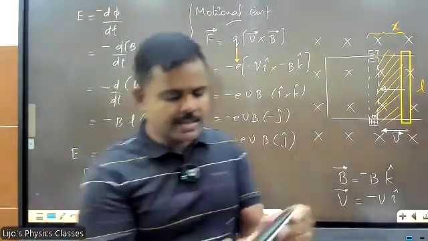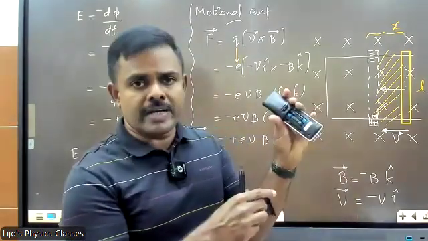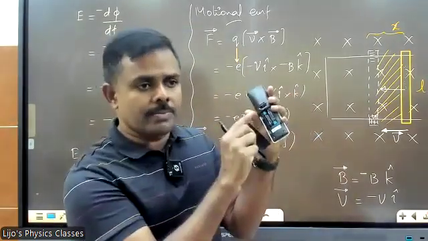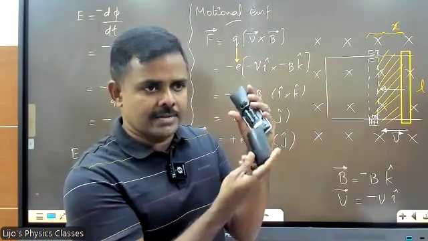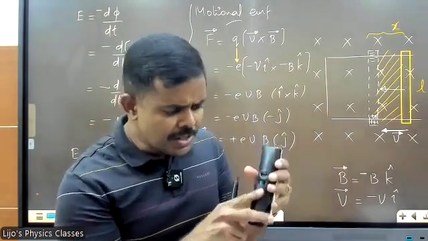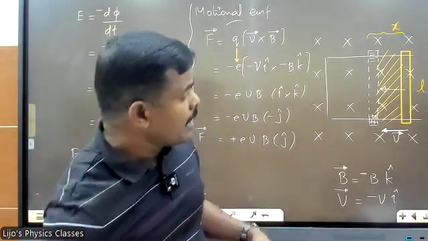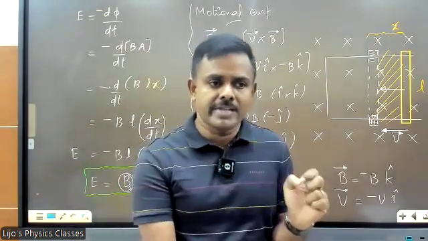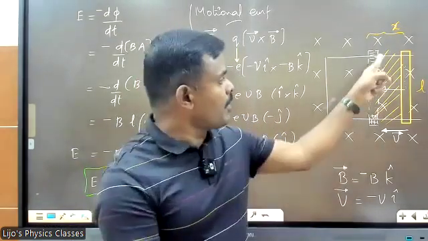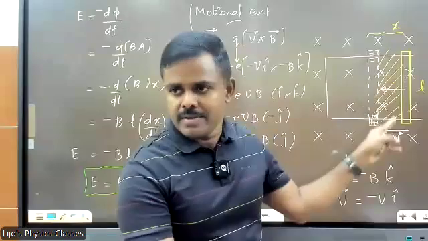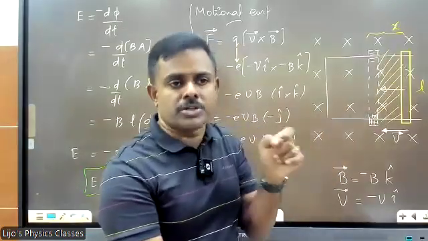Look at the cell. The cell has a positive and a negative, right? The button at the top is positive and the flat side is negative. Got it? So in short, this conductor now behaves like a cell, with one end being positive, the other end being negative. Correct? Now, this is known as motional EMF.